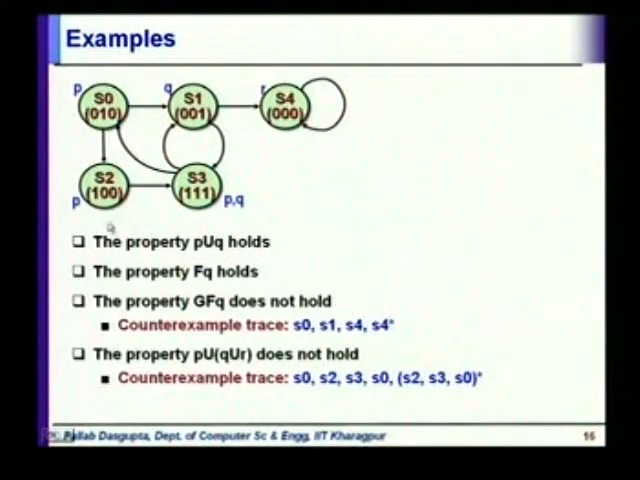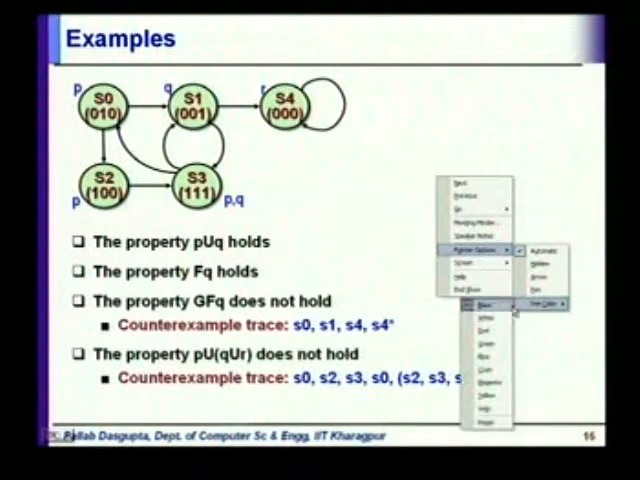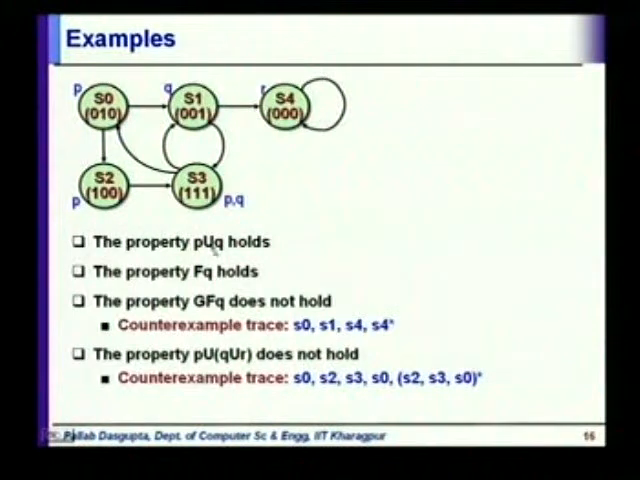Now, let us examine the truth of the property P until Q. The property P until Q holds here, because if you take any path, say this path, then P until Q holds. We must start with the initial state, remember. So, this is the initial state, and P until Q holds along this path. If we take this path, then we can go here, then here, and P until Q is satisfied.